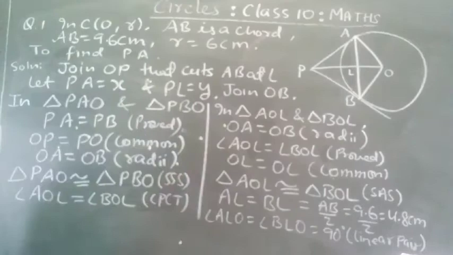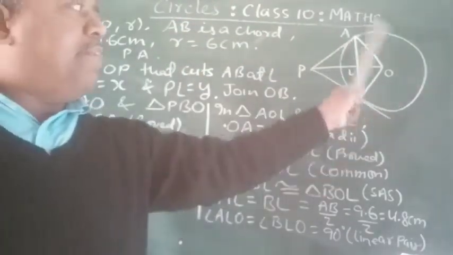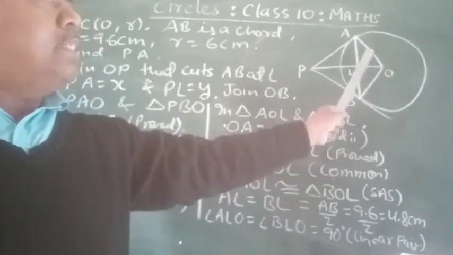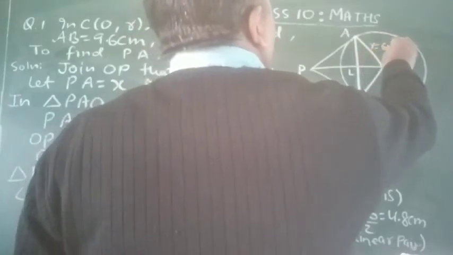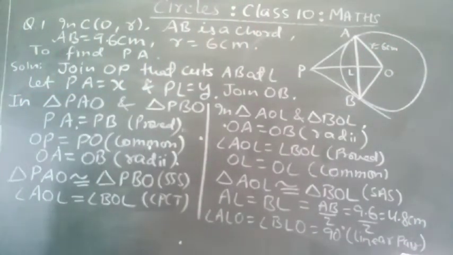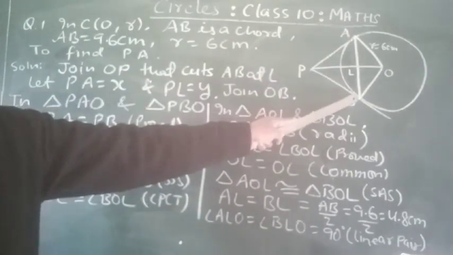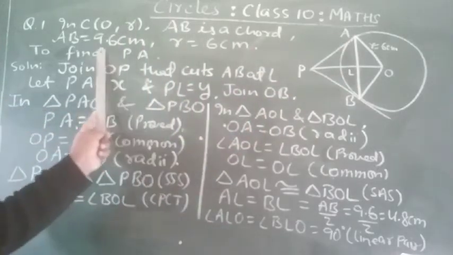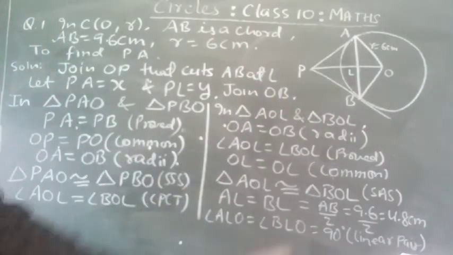Now look at this. What is given in this circle? Circle is given, O is the center and this is the radius, that is R. The value of R is given as 6 centimeter. We have to find more things. AB is a chord given, which length is 9.6 centimeter, and radius 6 centimeter. We have to find the length of tangent PA. How could you find?